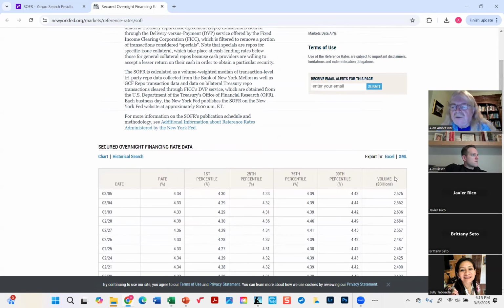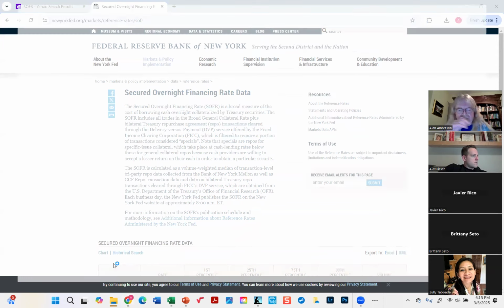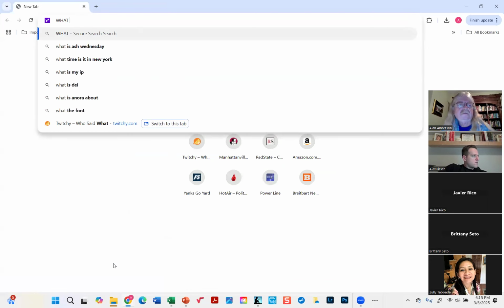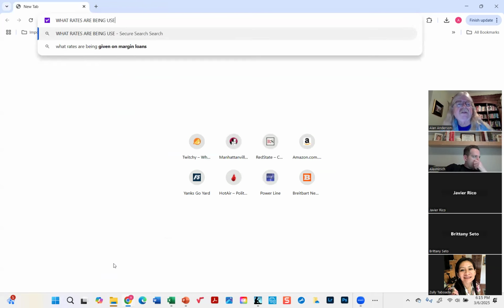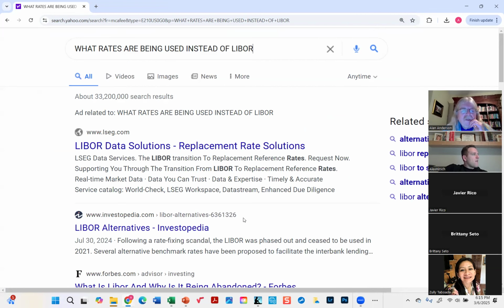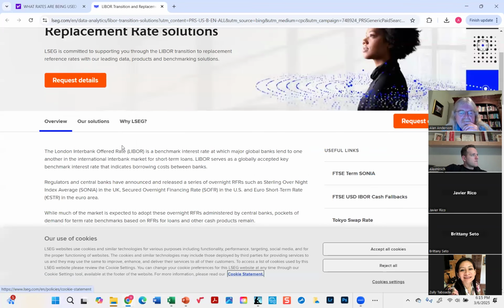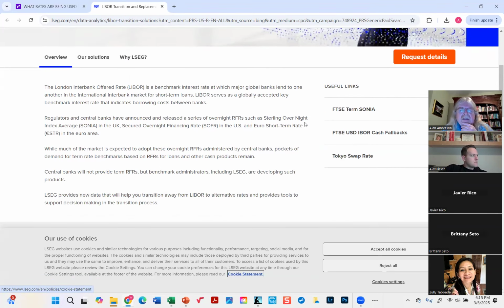All right, now other countries' central banks have their own versions of SOFR. We might be able to put together a chart if we can find it on the internet. What rates are being used instead of LIBOR? Let's see if we can find a chart. All right, so here we go. For example, in England, the sterling overnight index average is called SONIA. That takes the place of British pound LIBOR, which we would have been using in the past.